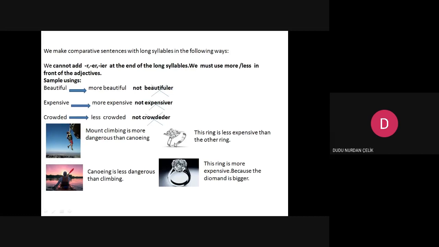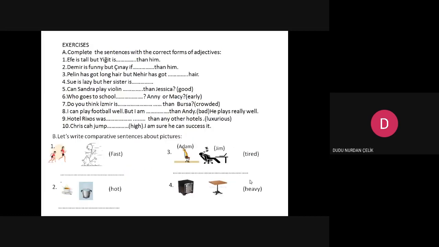Now look at these two rings, diamond rings. This is a small diamond, a big diamond. So this ring is less expensive than the other ring. Not very expensive. This is more expensive. So we say this ring is less expensive than the other ring. This ring, a big diamond, this ring is more expensive because the diamond is bigger. I hope you are understanding me well. Okay, exercise time.